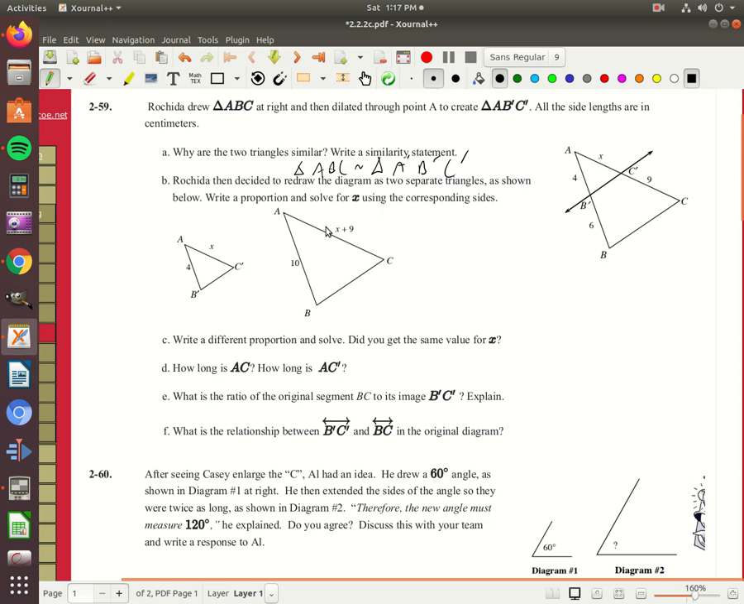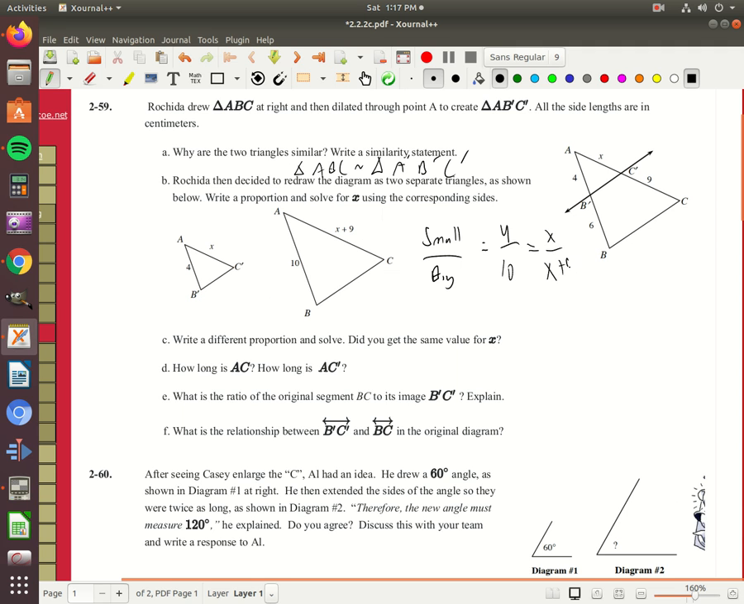All right. So it says Rashida then decided to redraw the triangle as shown, write the proportion, and solve for x using the corresponding side. So I'll start with this one. I'll have the small one on top and the big one on bottom. And again, I think it's real important to have this ordered. It doesn't have to be this order, but it has to be an order that makes sense. So I'm going to go the small one, which is 4, and I know that 4 goes with the 10, to the big one, that's 10. This x corresponds to this x plus 9.